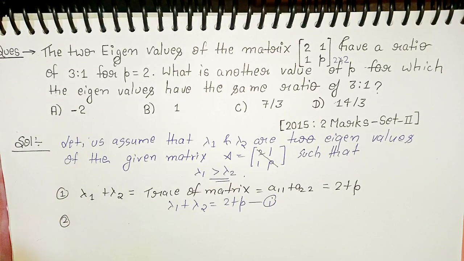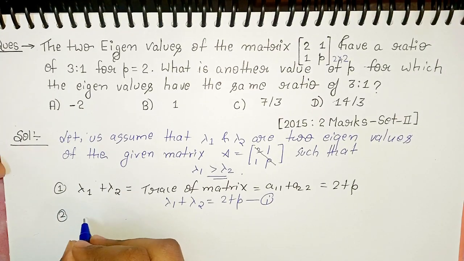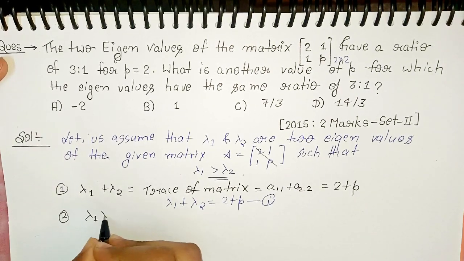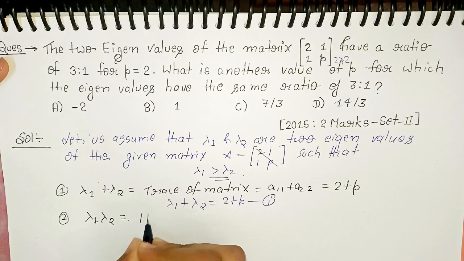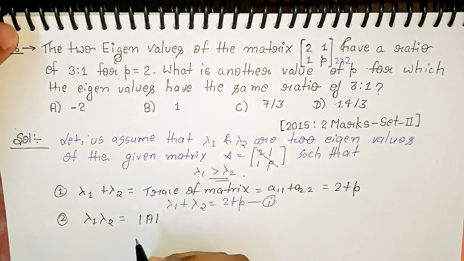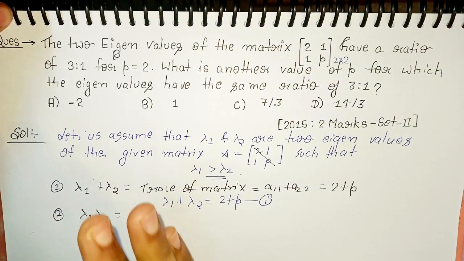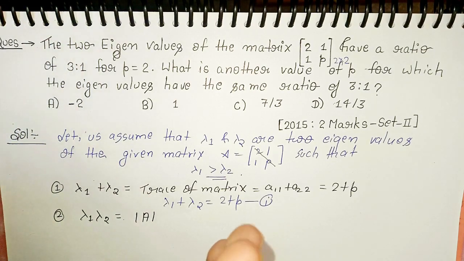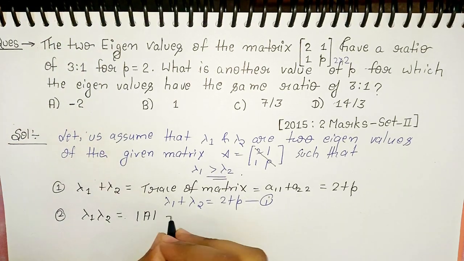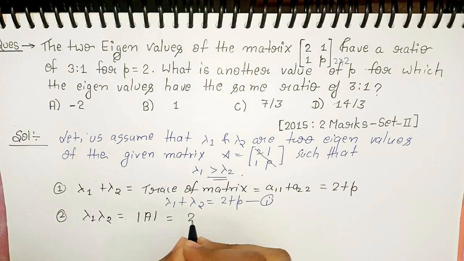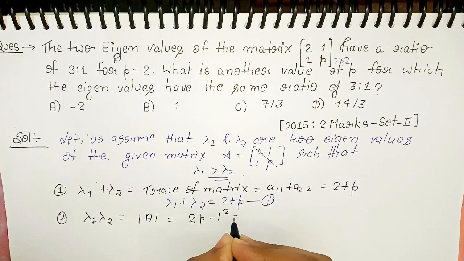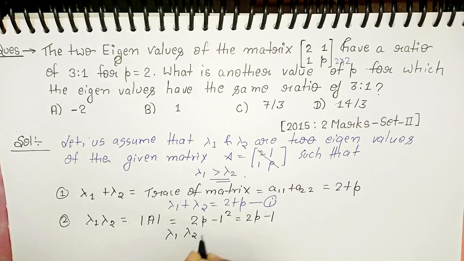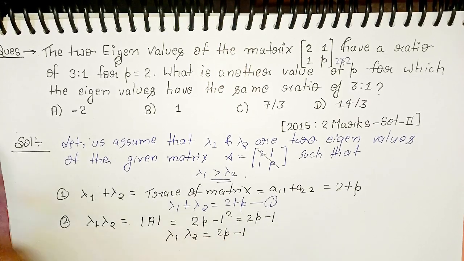Secondly, we can say that the product of the eigenvalues, that means lambda 1 into lambda 2, is equal to the determinant of the matrix. You take the determinant of this particular matrix, and whatever determinant you get is basically the product of the eigenvalues of a matrix. So the determinant is equal to 2 into (p minus 1) square, that is 2p minus 1. So we have lambda 1 into lambda 2 is 2p minus 1.